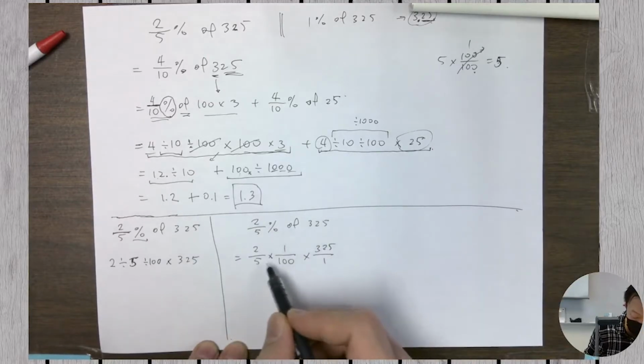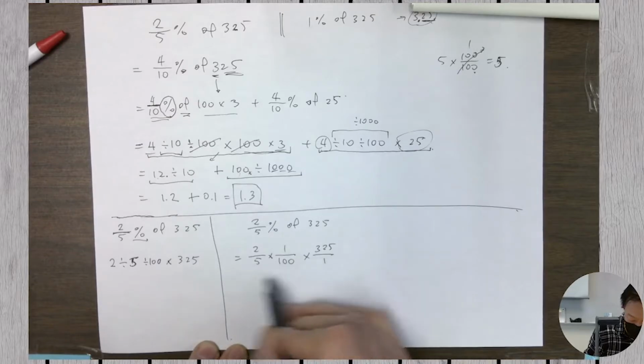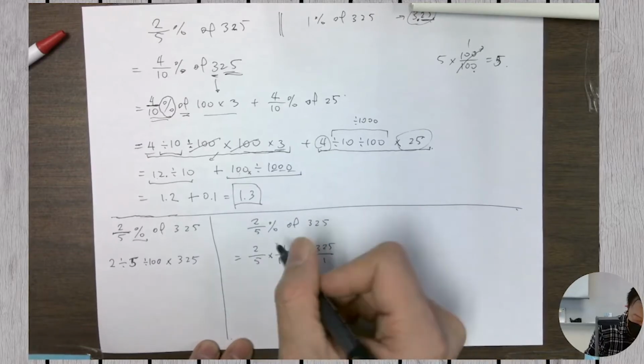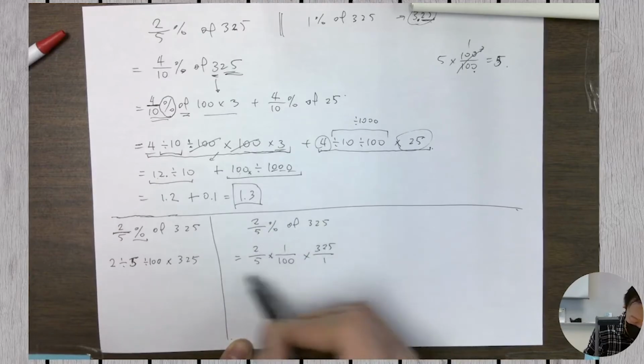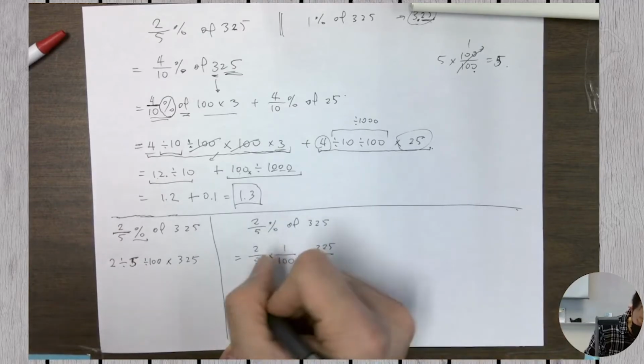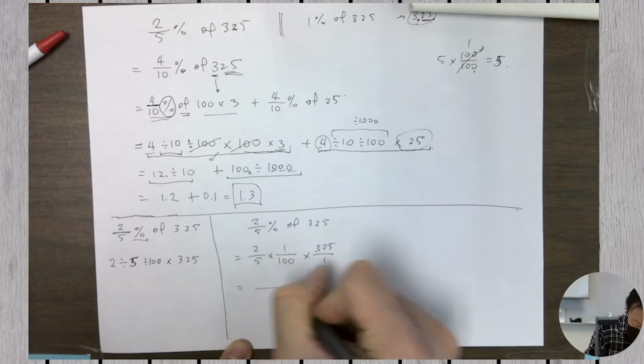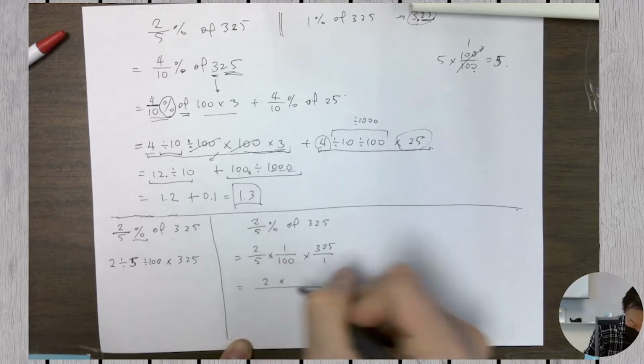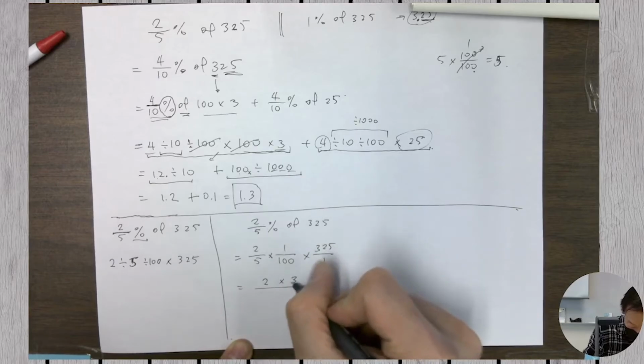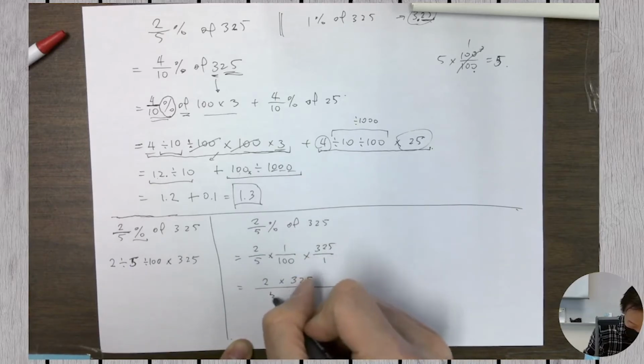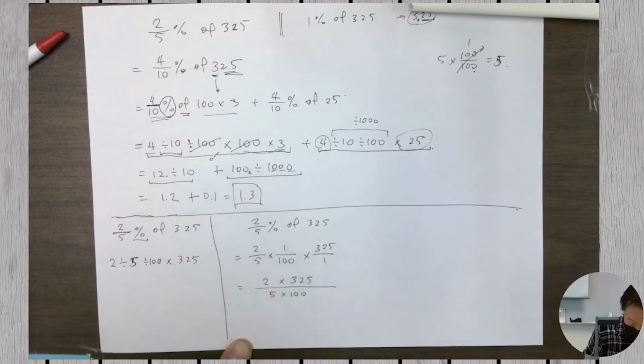When I have fraction times fraction times fraction, everything is just one term. In this case, I can multiply the top numbers and multiply the bottom numbers. But in this case, I'm not going to do that. I'm going to just times them together. That one I'm going to omit, right? Because it doesn't really do anything. At the bottom, 5 times 100.